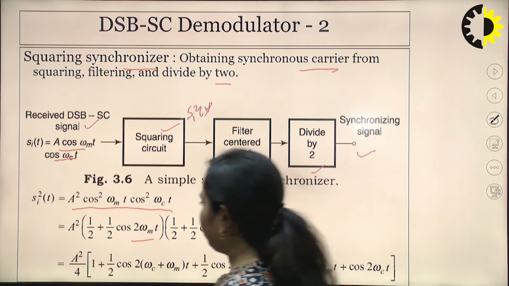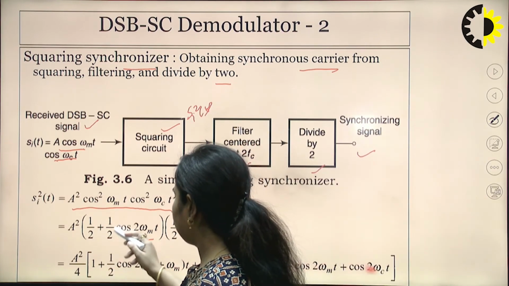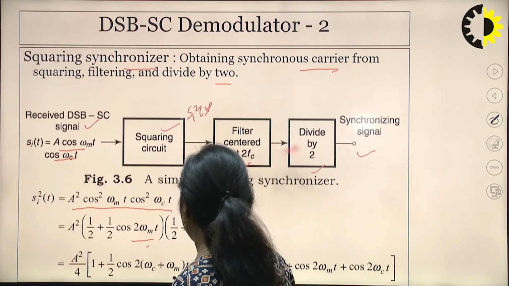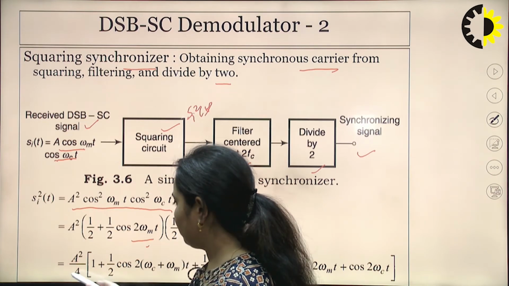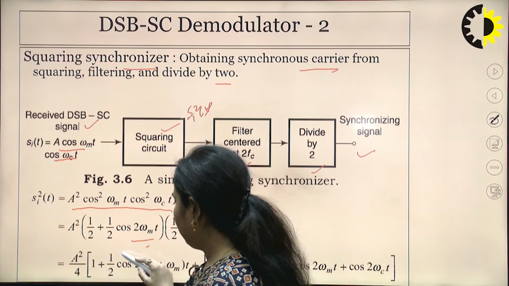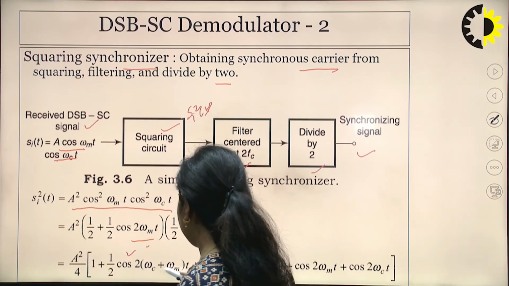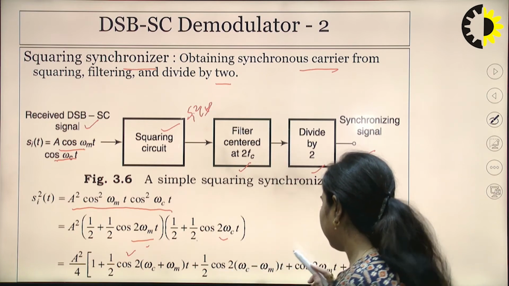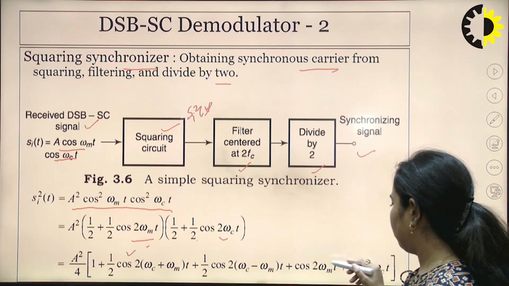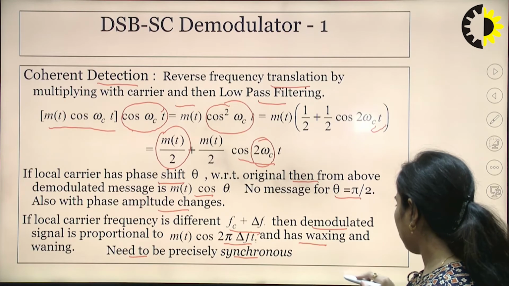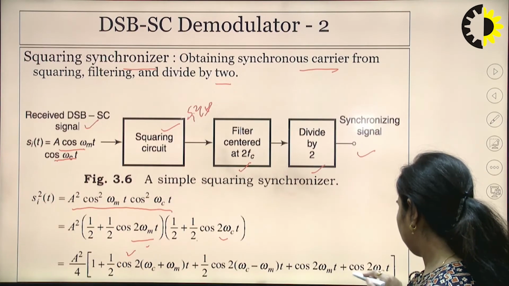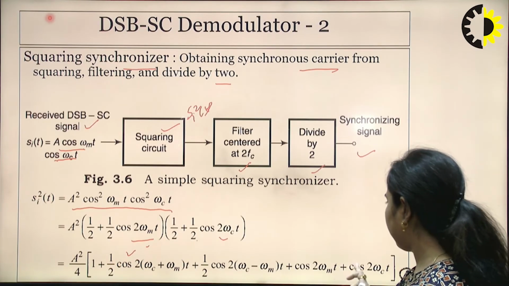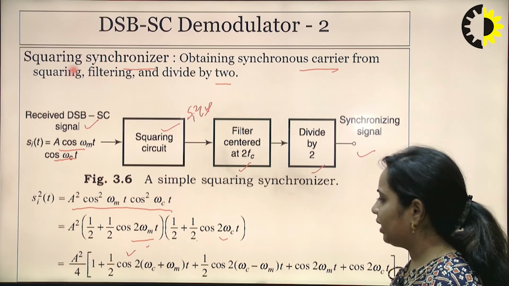So this will be A square times 1 by 2 plus 1 by 2 cos 2 omega mt, multiplied by 1 by 2 plus 1 by 2 cos 2 omega ct. It will be equivalent to A square by 4 times 1 plus half cos 2 omega c plus omega mt plus half cos 2 omega c minus omega mt, into cos 2 omega mt into cos 2 omega ct. These two are the high frequency terms that we are getting here.